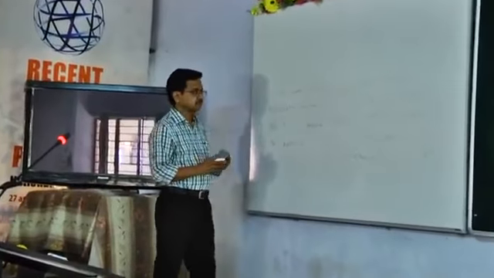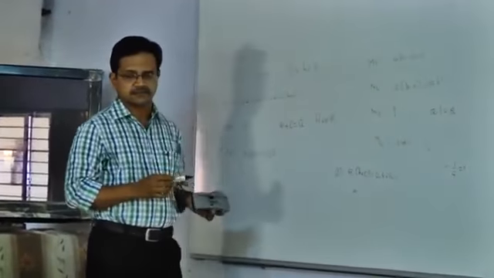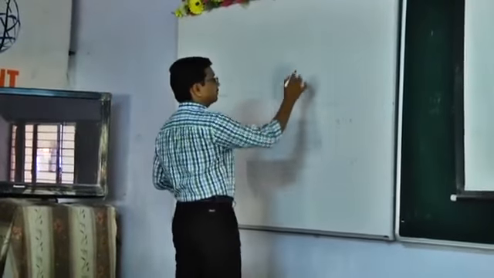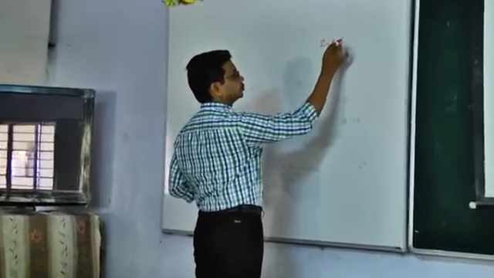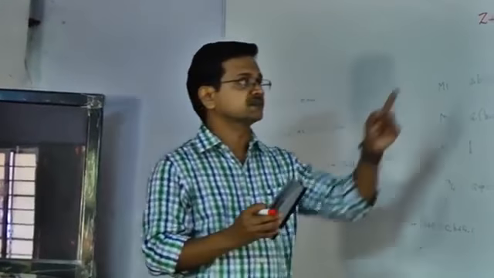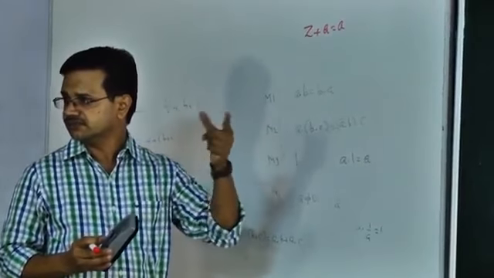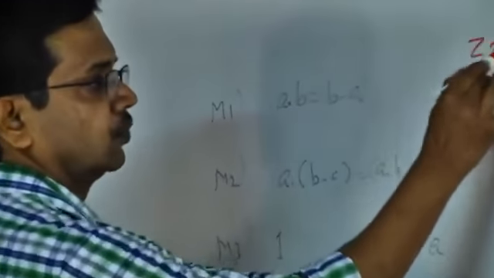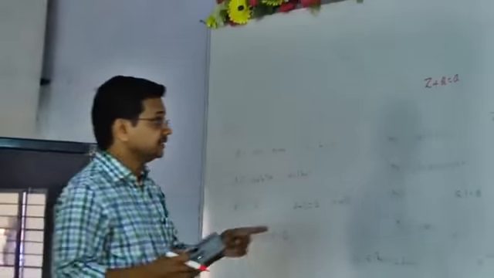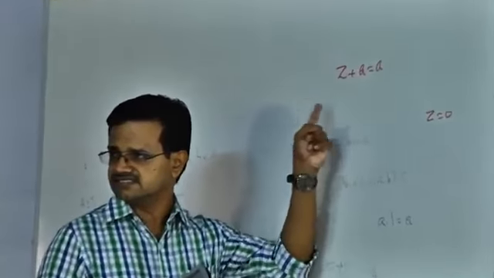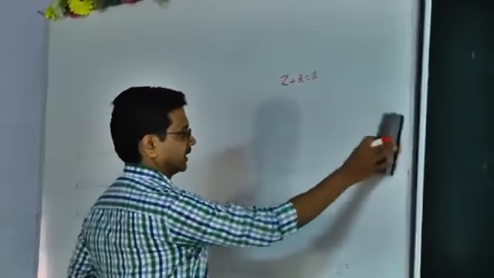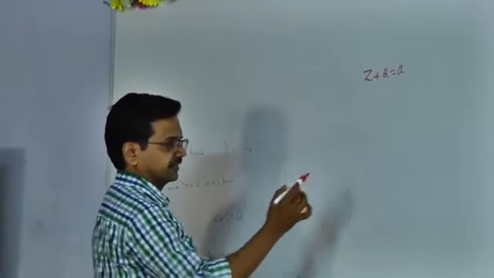To prove the uniqueness, we consider the real number set. Suppose Z has the property like this: for every A in R, Z plus A equal to A. What is the property of Z? For every A in R, Z plus A equals A. If we show that Z equals 0, we can say that the 0 element is unique. So from this we can prove that there exists only one 0 element.